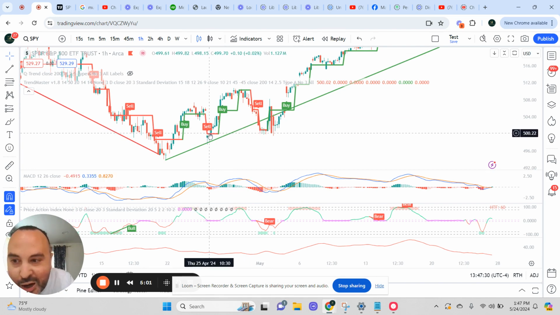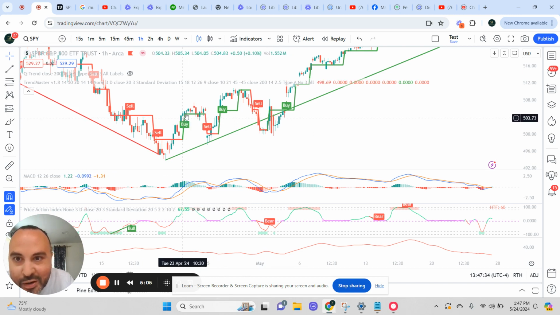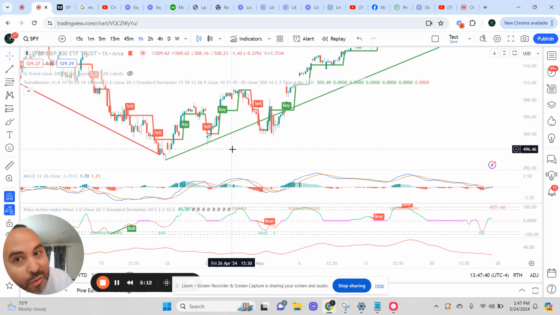Okay, why? Because we're in an uptrend. Okay, here's a buy signal. All right, another little, probably 40-50% play here. Not bad. I'll take those all day.